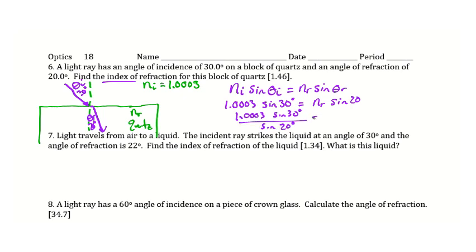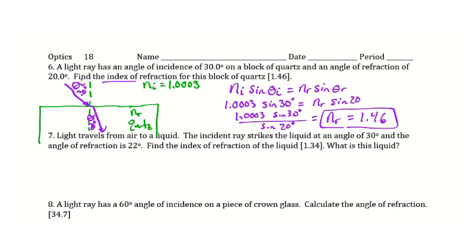Go ahead and put that into your calculator, making sure that you are in fact in degrees and careful with parentheses. And when we do that, we do get a refractive index of 1.46, which is the answer. So nicely done.